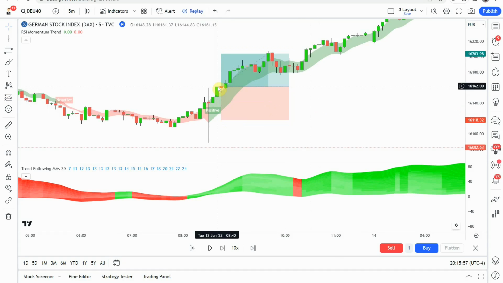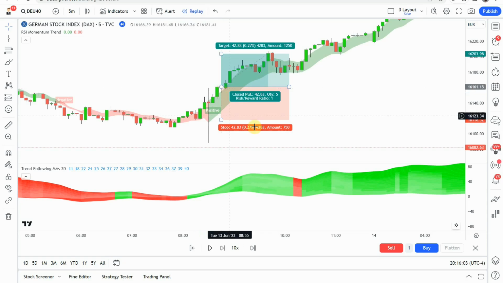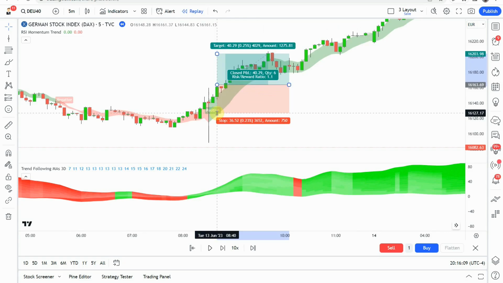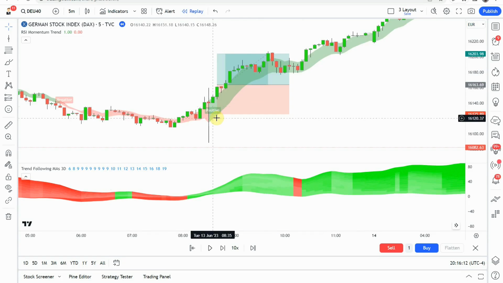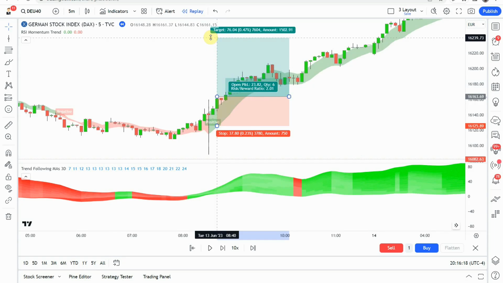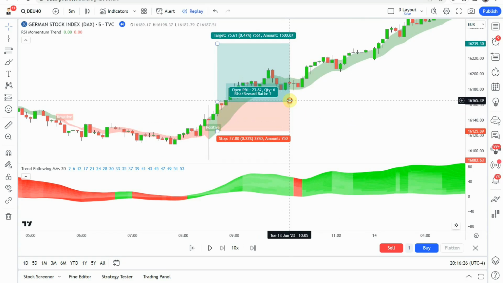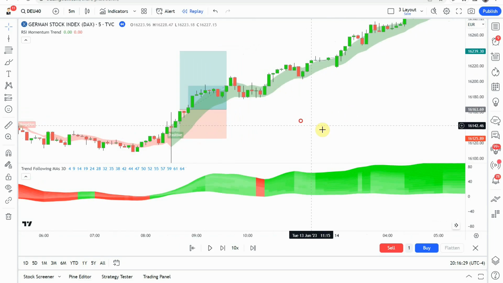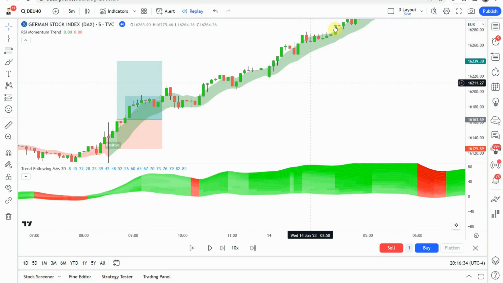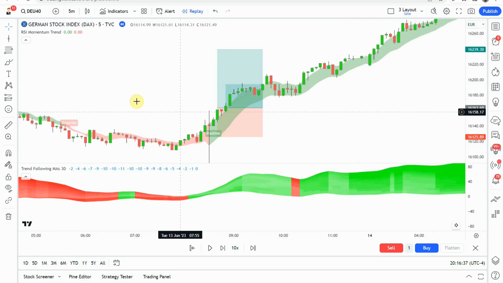We'll enter basically right here on the close of this candle, the open of this little red candle. We are going to put the stop right at the bottom of this RSI momentum trend cloud, and then target a 1 to 2 risk reward. So we're going to look for a 2 times take profit on this. You can see that we get a really nice push to the upside that got us to our take profit pretty nicely.